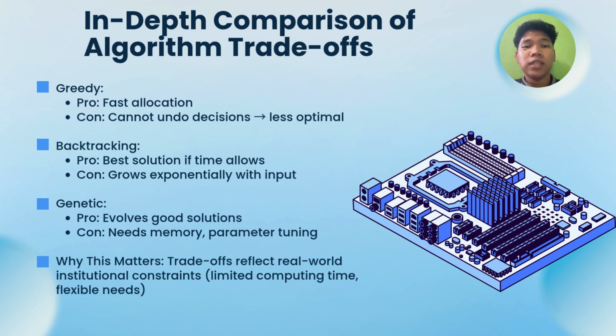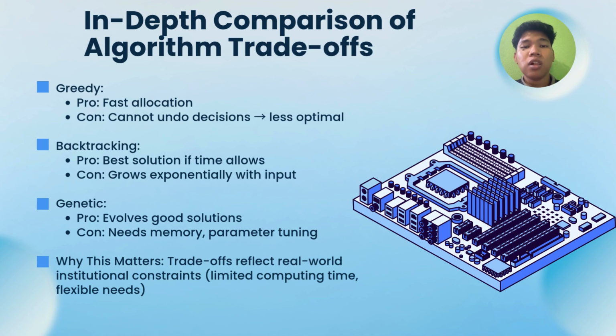Finally, we have the genetic algorithm. This one tries to find a good enough solution rather than the perfect one. It uses the idea of evolution, generating a population of possible schedules, evaluating how good they are using a fitness function, and then improving them over time using crossover and mutation.